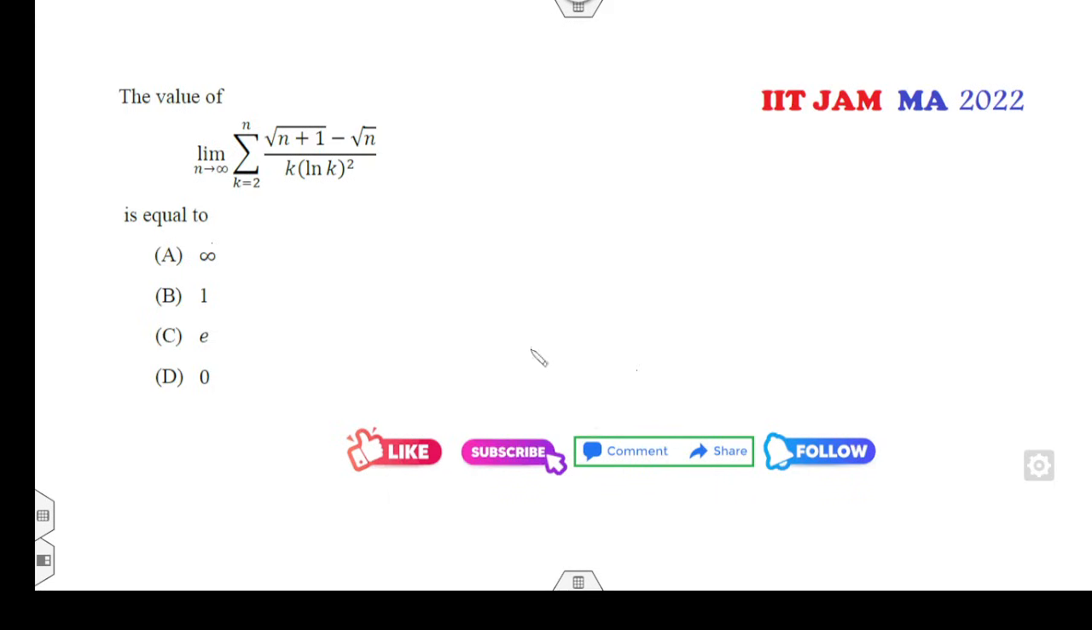Okay, look at this next one. The summation is with respect to k. So I can take root n plus 1 minus root n outside. k is equal to 2 to n, 1 over k ln of k whole square. Okay, it's very simple.